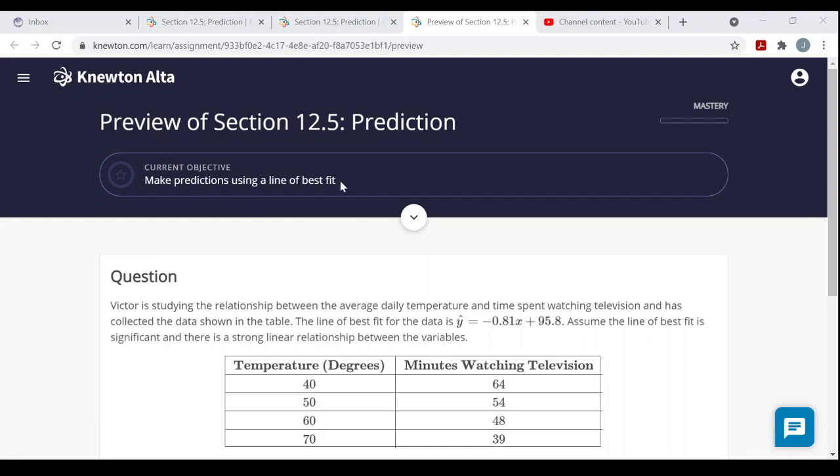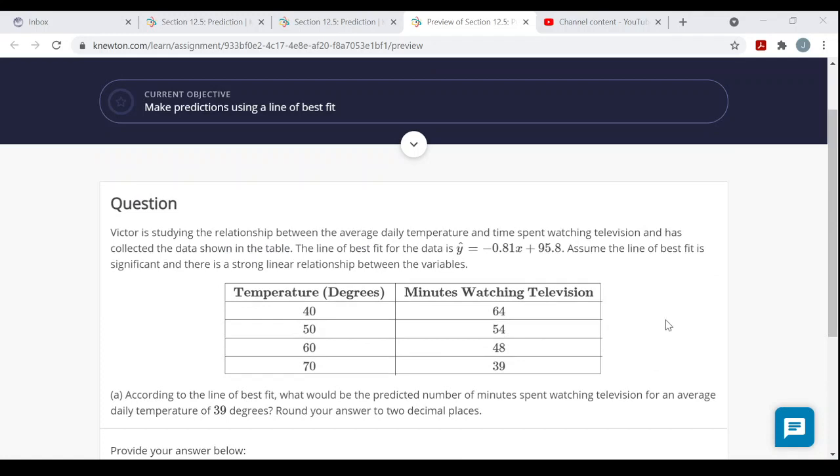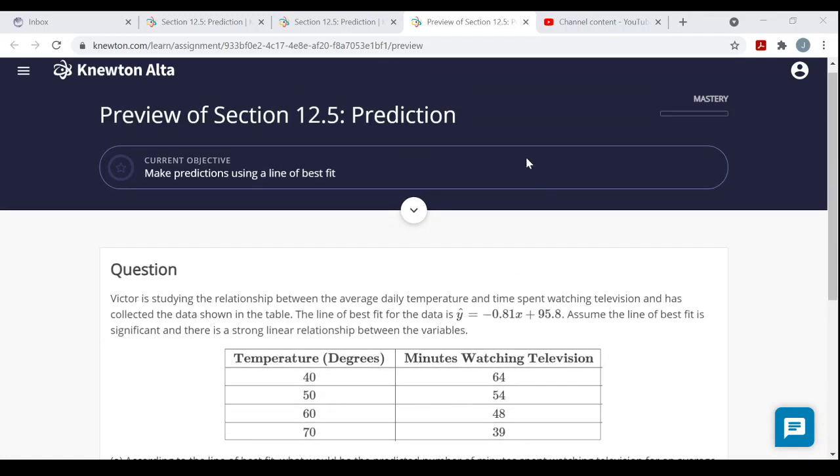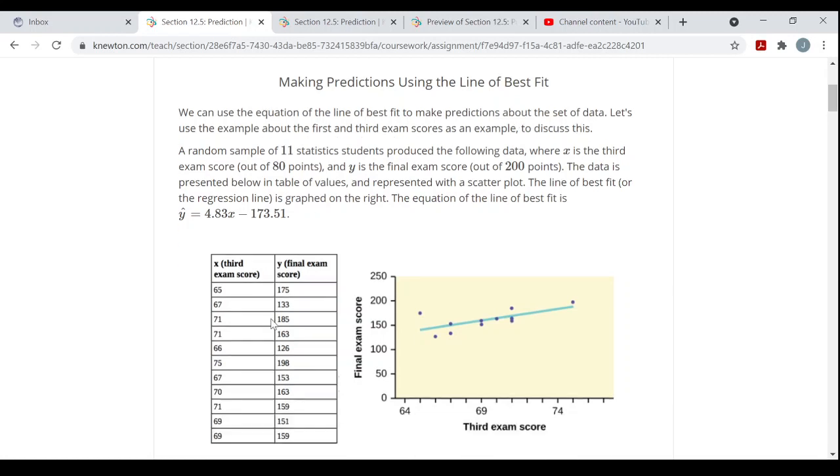If you'd like to see more about the objective, click on More Instruction. I am going to actually show you some of those notes here. So, making predictions using the line of best fit. We can use the equation of the line of best fit to make predictions about the set of data. Let's use the example about the first and third exam scores.